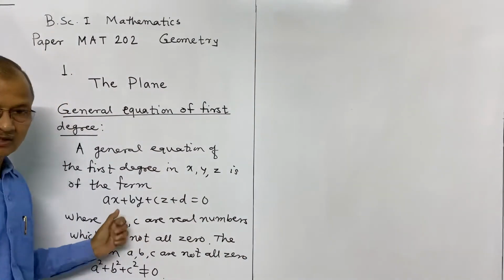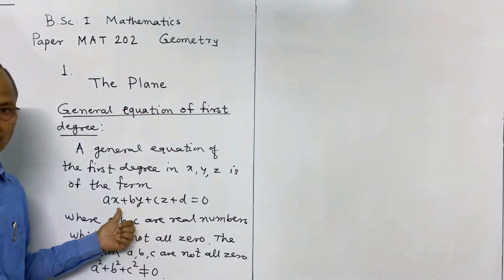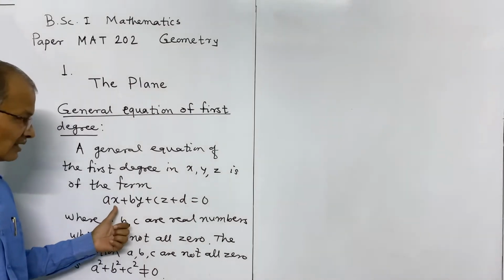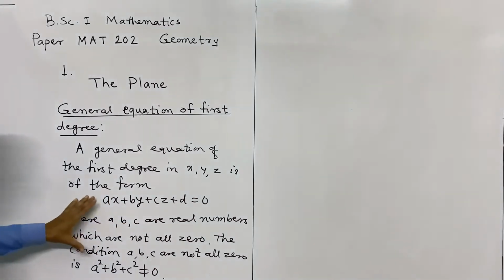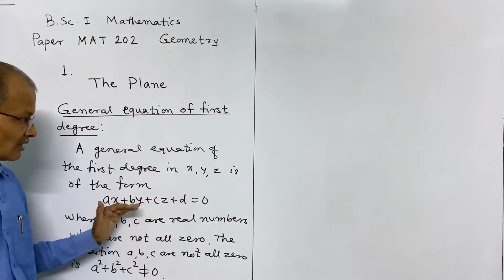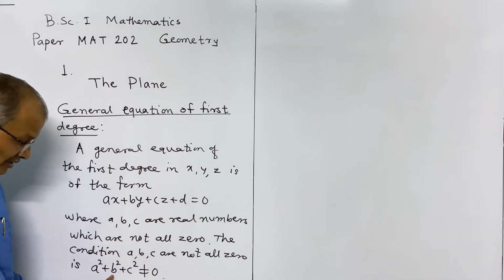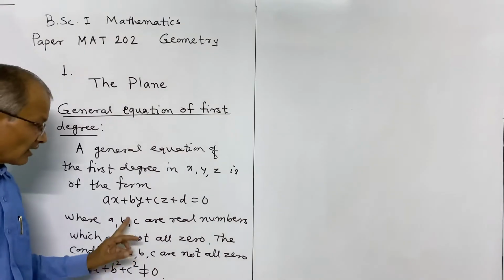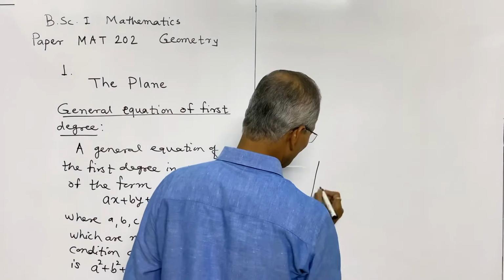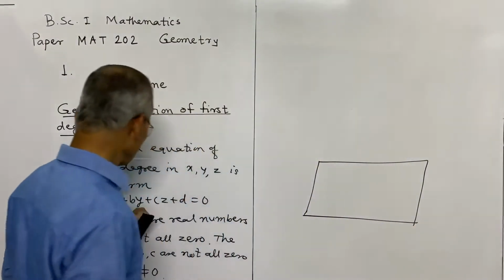Now why it is the first degree is obvious, because the maximum power of x, y and z is 1, and therefore it is a first degree equation. Now what we are going to show is that this general equation of first degree in x, y, z, where a square plus b square plus c square is not equal to 0, represents a plane.